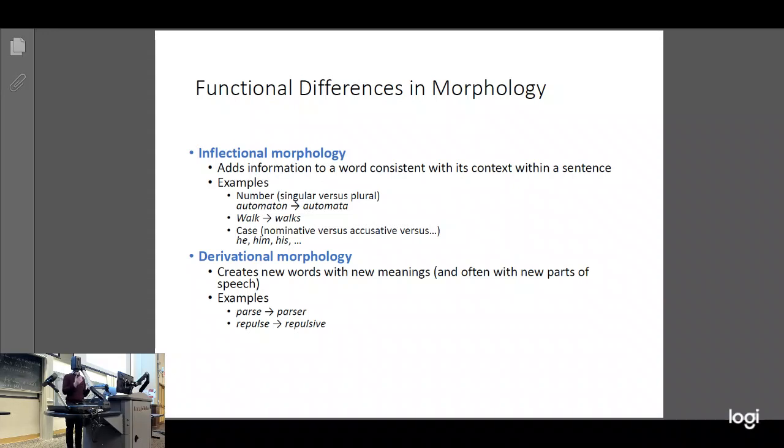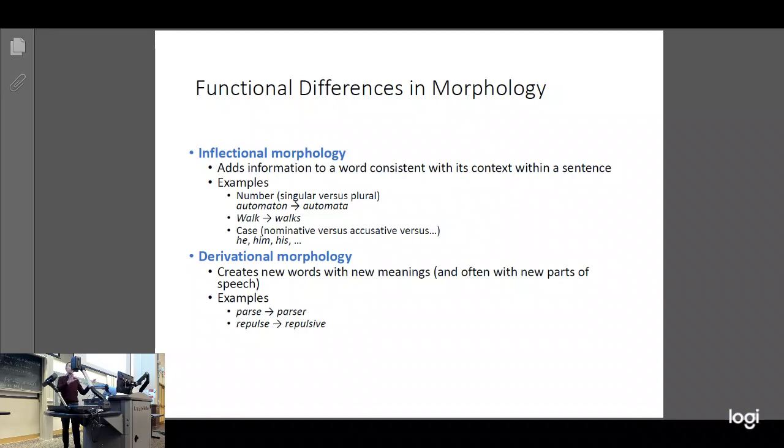They don't change the meaning of a word. They don't change what word you're talking about. They just change the form of that word so it's consistent with the context in which it occurs. Then there's derivational morphology, and this is morphology that changes the meaning or part of speech of a word. So if you change parse to parser or repulse to repulsive, then this is derivational morphology.